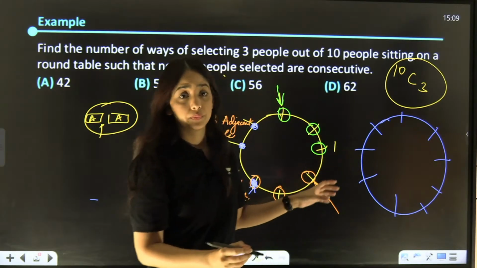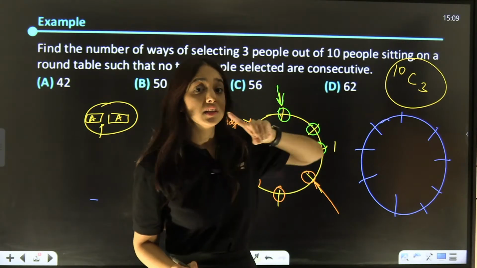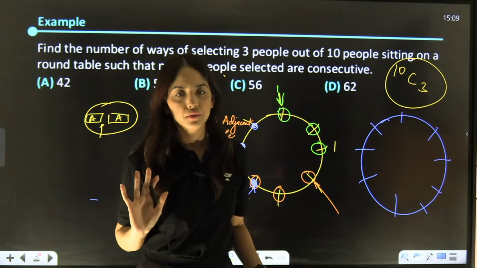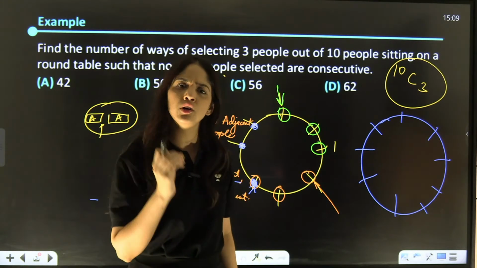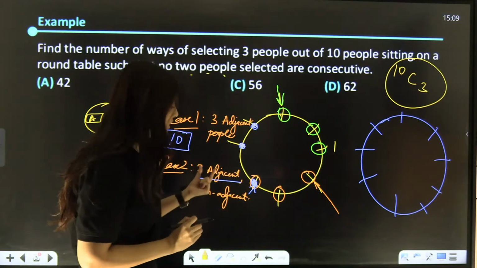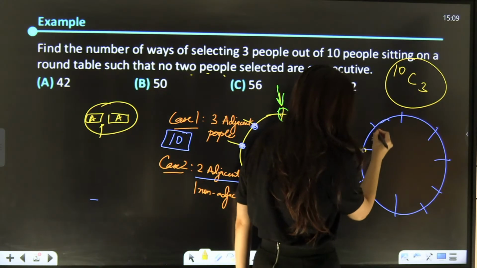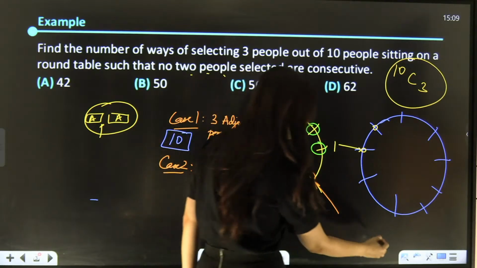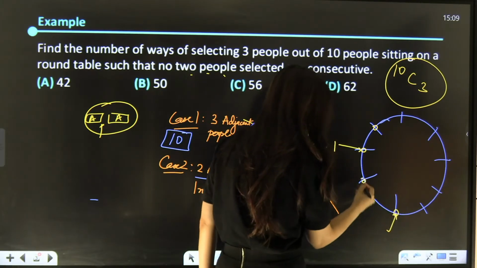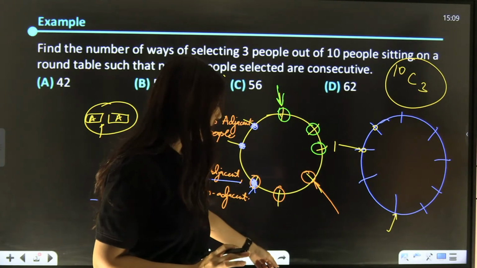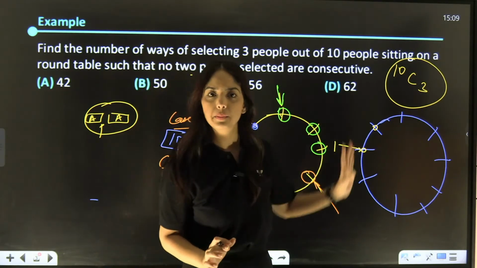So now, as soon as I fix the first person, I know which 2 adjacent I'm talking about, right? I go in the clockwise direction and I know which 2 adjacent people I'm talking about. If I fix this person, then I'm talking about these 2. If I fix this person, then I'm talking about these 2. So as soon as I fix one person, I know which 2 adjacent people I'm talking about.